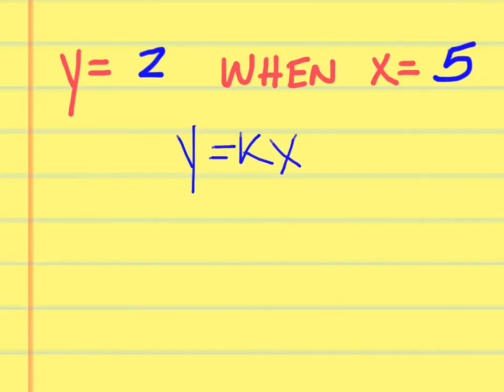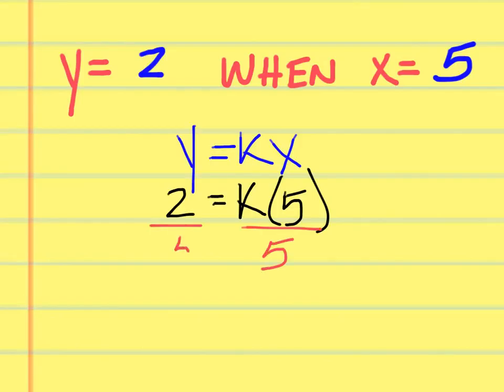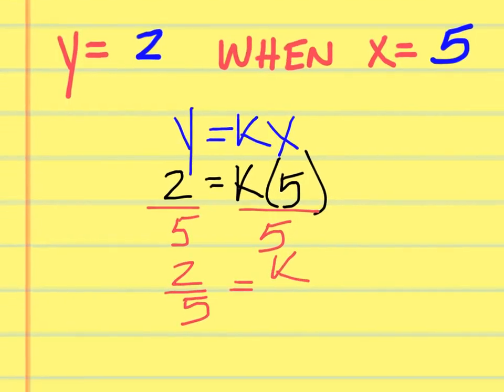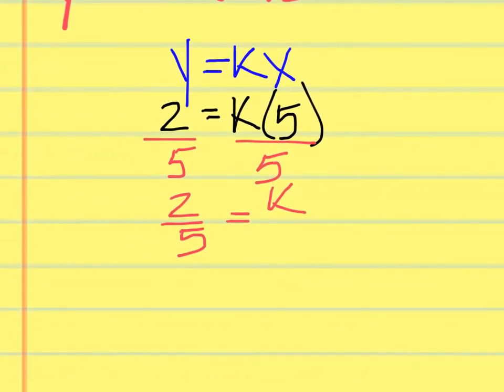We need to solve for k so we can put it back into the problem and have our complete general equation to use. So plug in 5 for x. It goes right here. And then plug in 2 for y. And to solve for k, you have to divide both sides by what's with the k and come up with 2/5 equals k. And be certain when you plug it back into your general form, you write y equals 2/5 x.